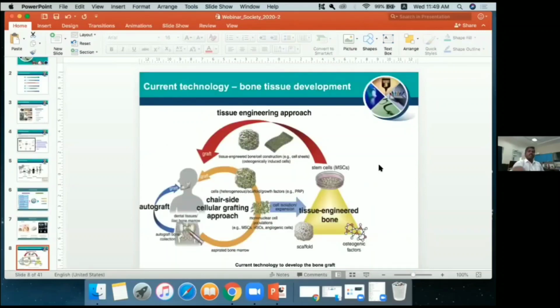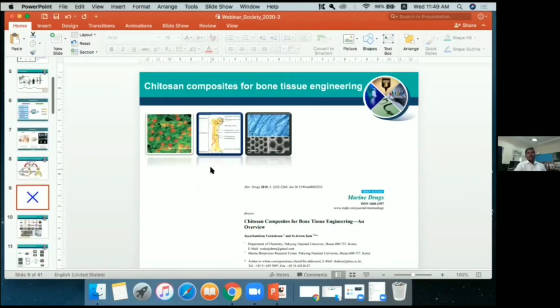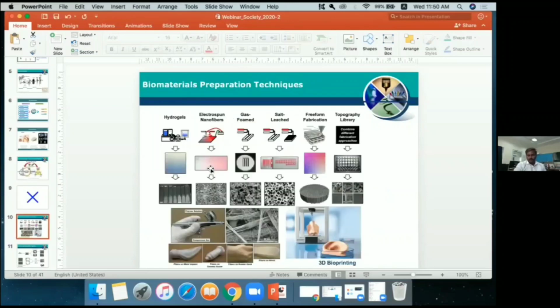So what is the current technology evolving? As I told you, in the tissue engineering basic paradigm, we need to have one scaffold, we need to have osteogenic factors, and we need to have cells. Once you combine all these materials, for example stem cells, they have to go into bone osteogenic differentiation, and this is called the tissue engineering approach, and then we can graft it. So let me give some more examples of what I have done in the last few years, chitosan-based composites for tissue engineering applications. So how to fabricate or prepare these materials?